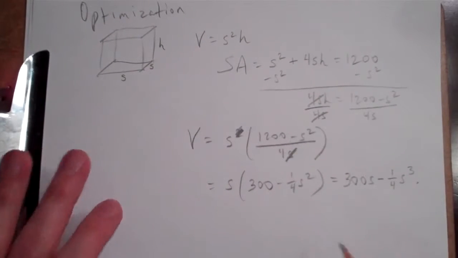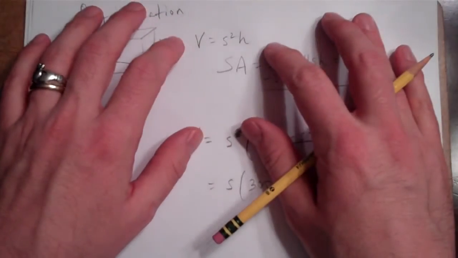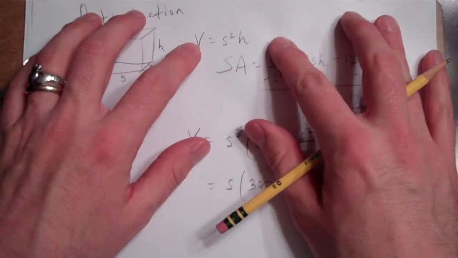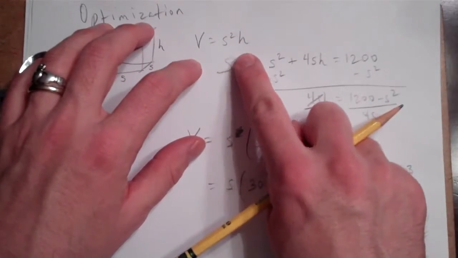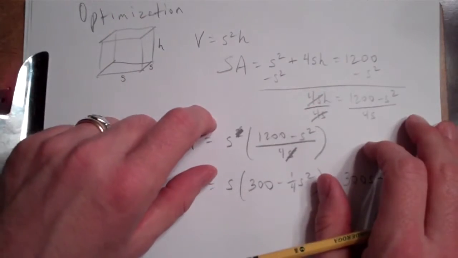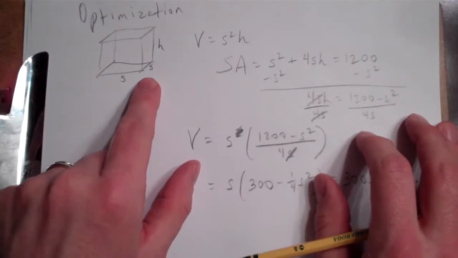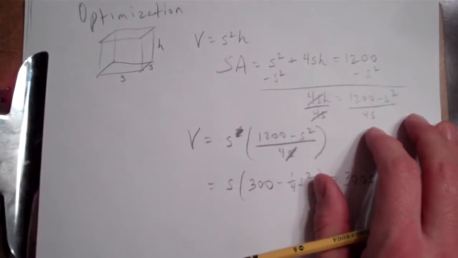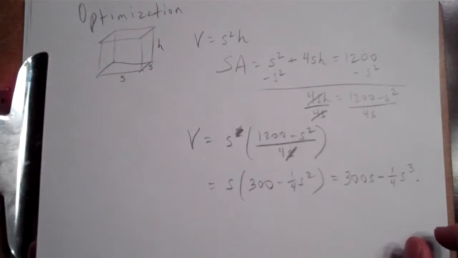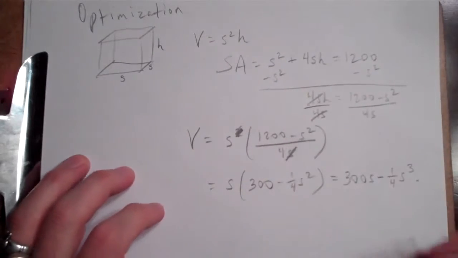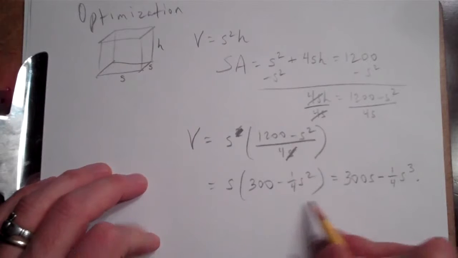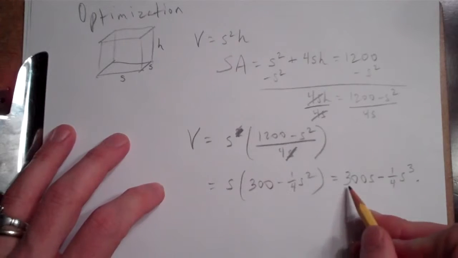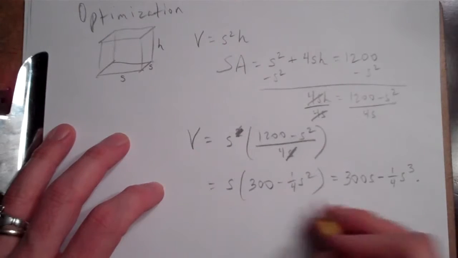For optimization, we want to take an equation, it's usually a basic equation idea. You want to get a single variable on the right-hand side. So they'll give you some extra information. If this problem said it's a cube, it would have been really easy. Just S cubed, and then we go on. But in this case, they gave you this sort of thing. So let's say we have V equals 300S minus 1/4 S cubed.